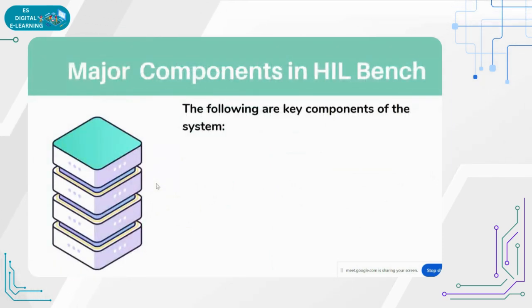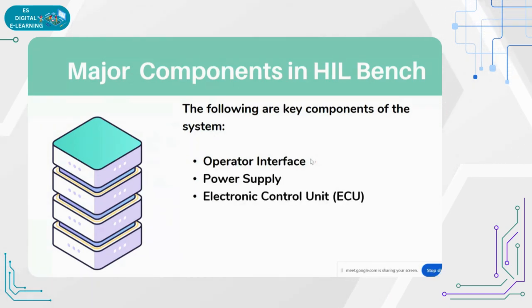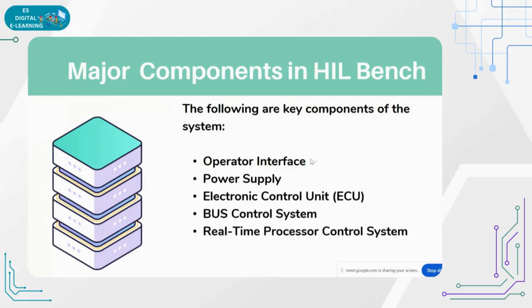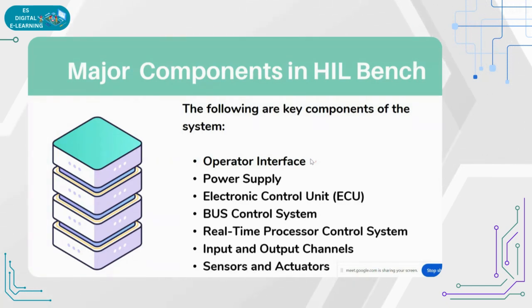Next point: what are the key components required for the HIL bench? Interviews might ask you this. First is the operator interface, that is our PC, the lab PC. We usually say that a PC is required. Next is the power supply. Next is the ECU and bus control system, meaning IOs, the real-time processor, and input/output channels. These are the components required for the HIL bench, along with sensors and actuators.